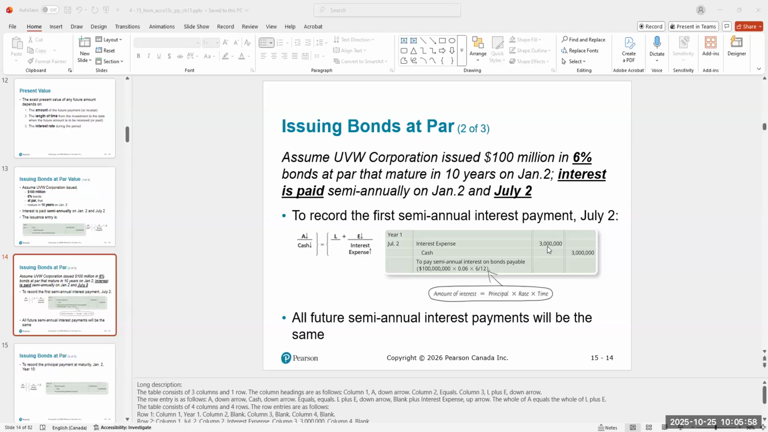Now, once you see the annual, then you can move to something else. You can move to monthly, you can move to quarterly, you can move to daily. So keep going.